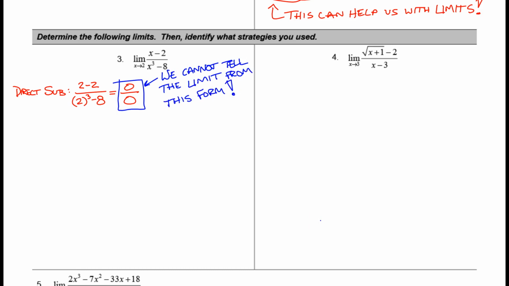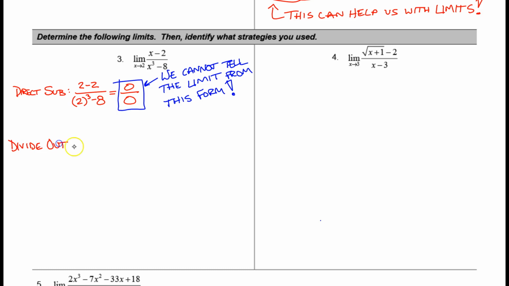So one of the big takeaways from today's lesson needs to be, if you're ever using direct substitution when evaluating limits and you get 0 divided by 0, you're not done. You have more work to do. You somehow need to find a way to evaluate the limit without getting 0 divided by 0. And I'm going to show you how we're going to do that. So the next strategy we would try is divide out.